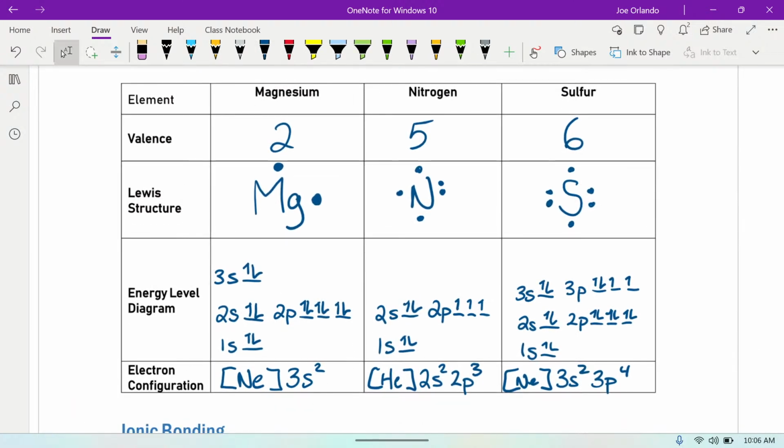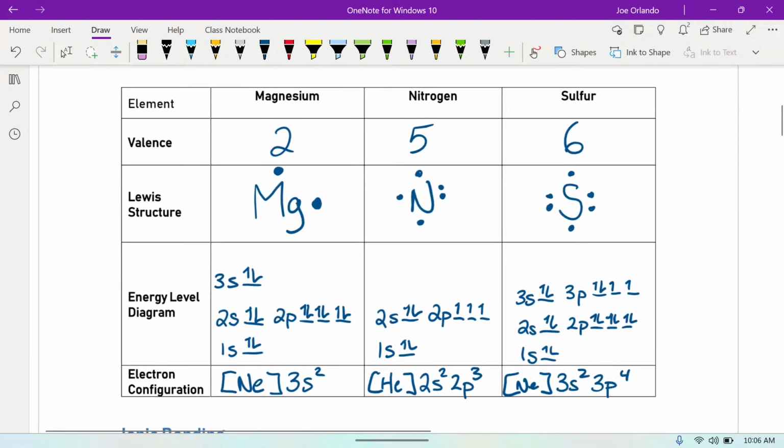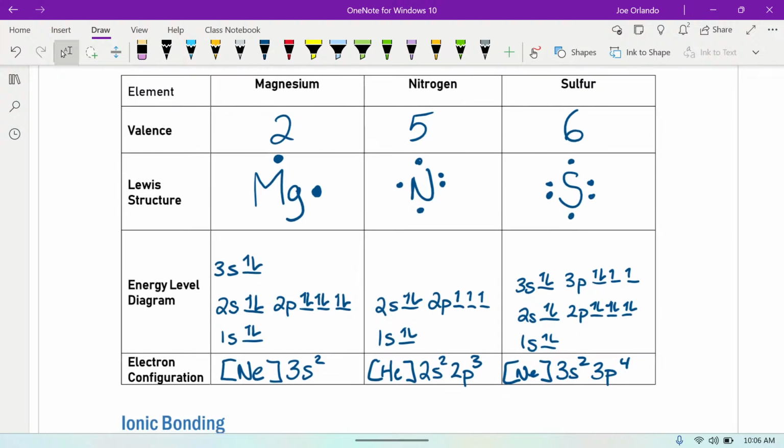That's not really anything new. Just making sure that we can kind of relate counting how many electrons in the outer shell, drawing a Lewis diagram, drawing the actual energy level diagram, writing the electron configuration. That feels okay? Yes, sir. If it doesn't, you tell me. All right, cool. Then let's get talking about what happens when we have things meet up with each other.